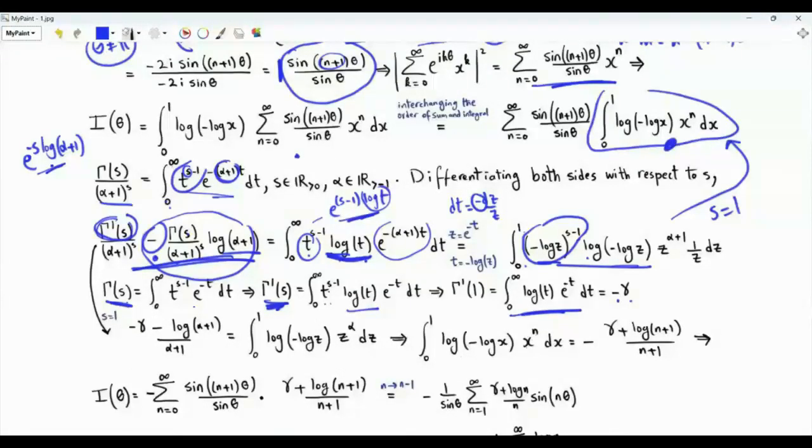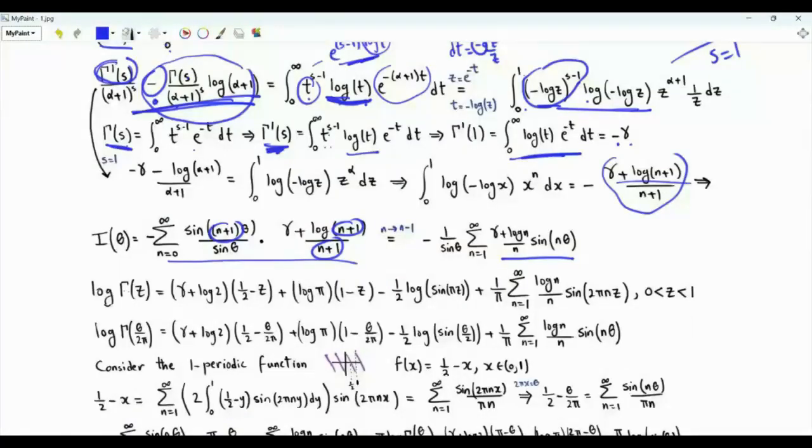In our case, this integral of x to the power n times log of minus log x is minus, in the numerator, gamma plus log of n plus 1, in the denominator, n plus 1. We have no more integrals. Our integral of interest I of theta now is given in terms of this infinite sum: minus sine of (n plus 1) theta over sine theta, then this term here, gamma plus log of (n plus 1) over n plus 1. If we replace n by n minus 1, we get a summation from 1 to infinity, and we can rewrite n plus 1 as n.